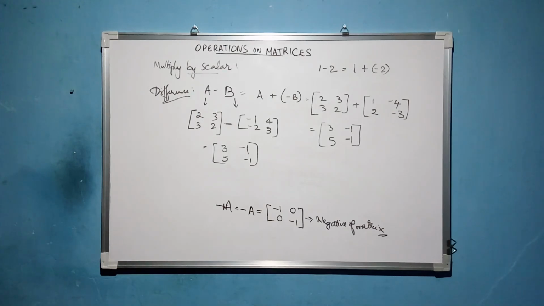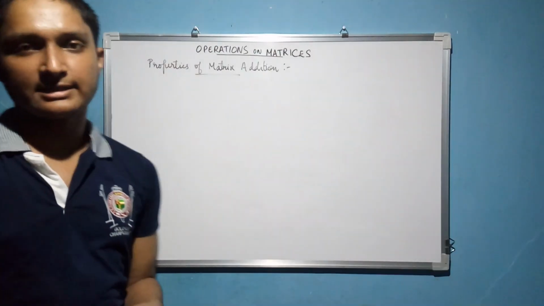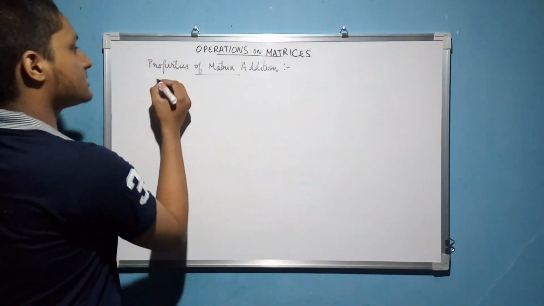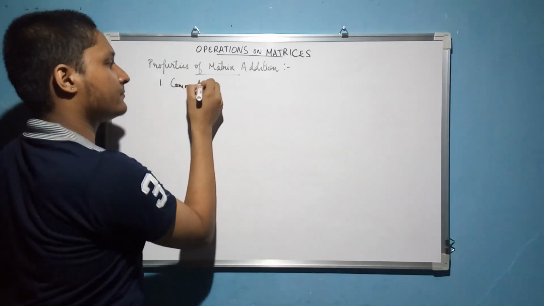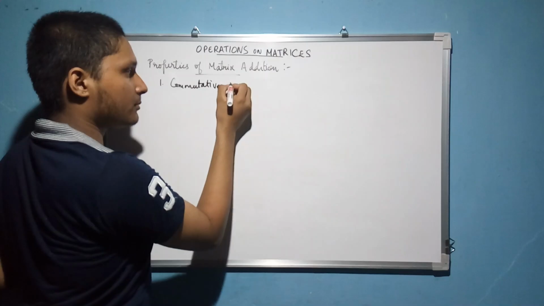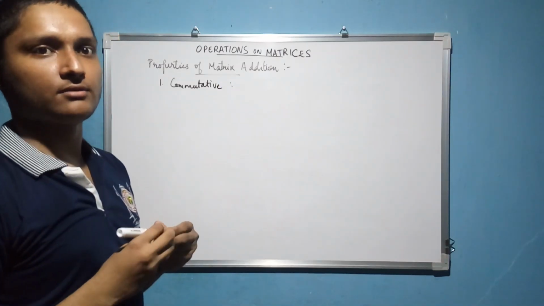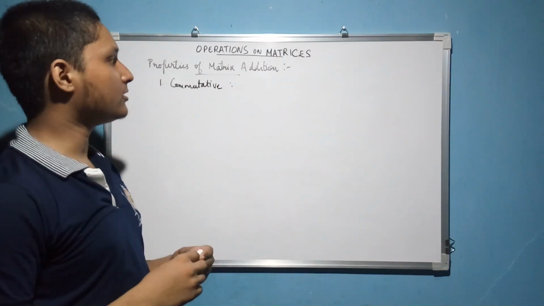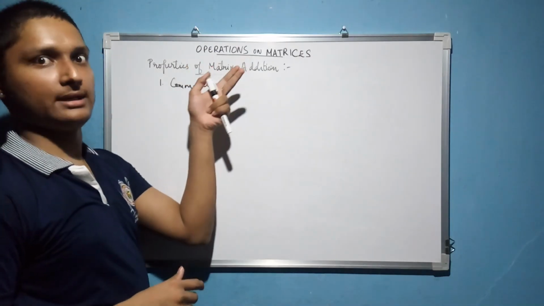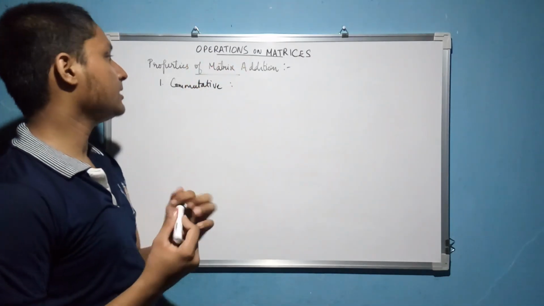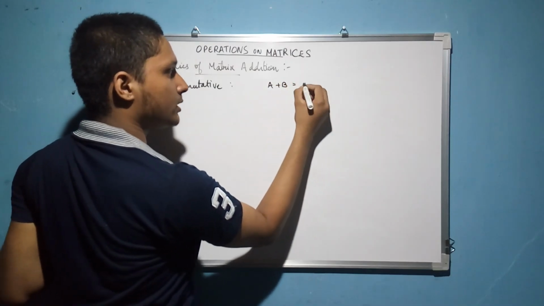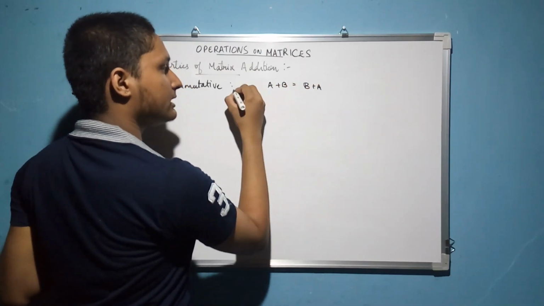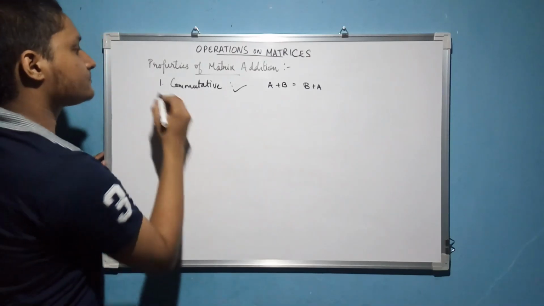Next we'll learn about the properties. We are going to learn about the properties of matrix addition now. So when you consider the properties of matrix addition, we always talk about the commutative law. Commutativity or commutative law, we have already learned while learning about binary operations. Since this is an operation on matrices, this is going to be a binary operation again. So A plus B is always equal to B plus A. Therefore, it is a commutative property.